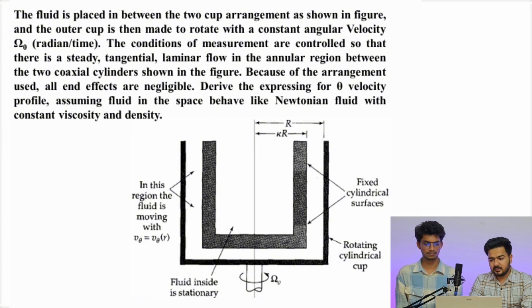So here we have to derive its velocity profile, assuming the fluid is Newtonian and it is of constant viscosity and density. So this is the problem statement and the setup which is given, and let us dive deep into the details of this problem. Here you can see in the diagram, it is given that the radius of the outer cylinder is r and radius of the inner cylinder is k times r. So the fluid is placed between the region of this k times r, and it is being rotated at this speed.